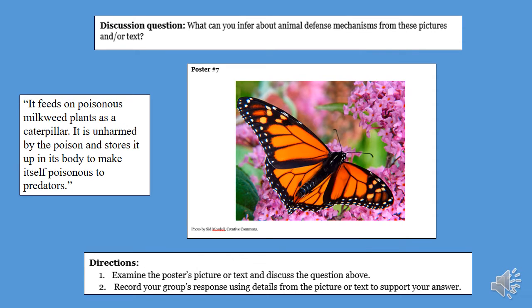Here is a picture of a monarch butterfly. It feeds on poisonous milkweed plants as a caterpillar. It's unharmed by the poison, but it stores it up in its body and makes itself poisonous to predators. Think about how that defense mechanism helps this butterfly survive.